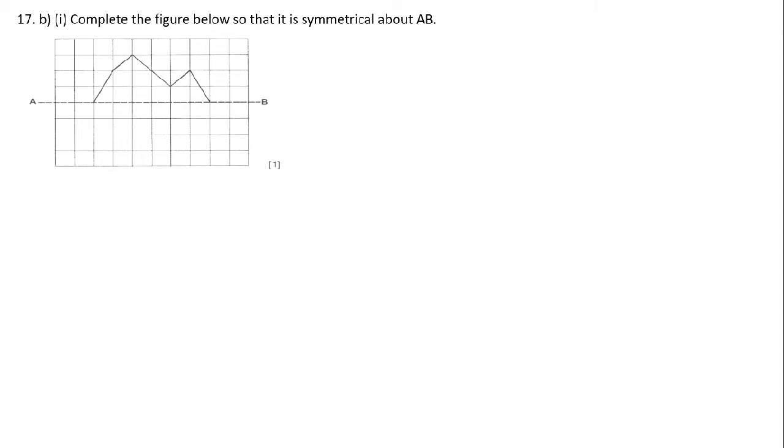We continue. Question 17b, part 1 is saying complete the figure below so that it is symmetrical about AB. So when you are looking at symmetry, it means that you have a straight line which divides a shape into two identical shapes so that they fit on each other exactly. So AB is our mirror line. It means that the shape was folded along AB.